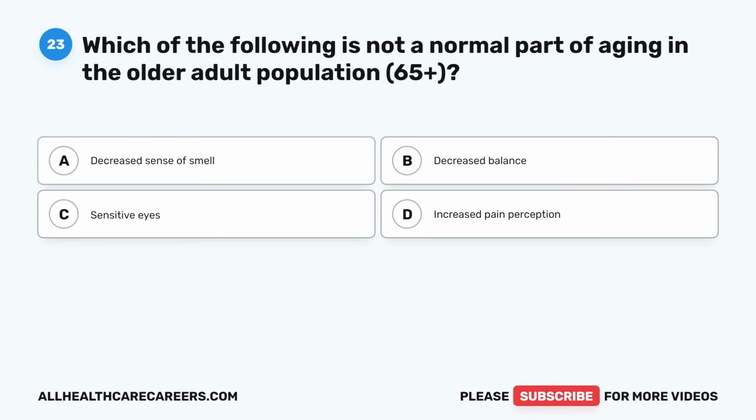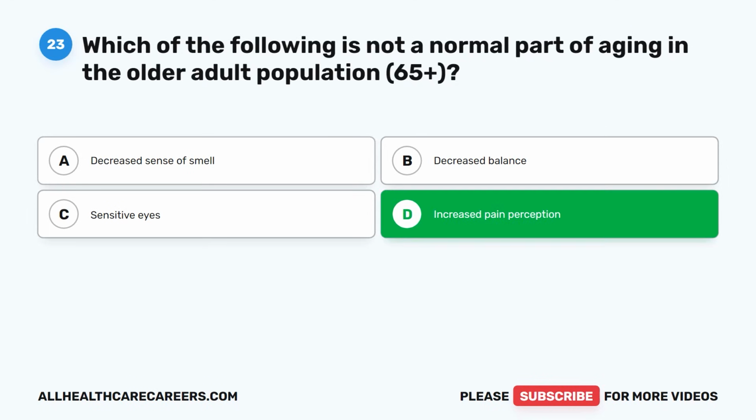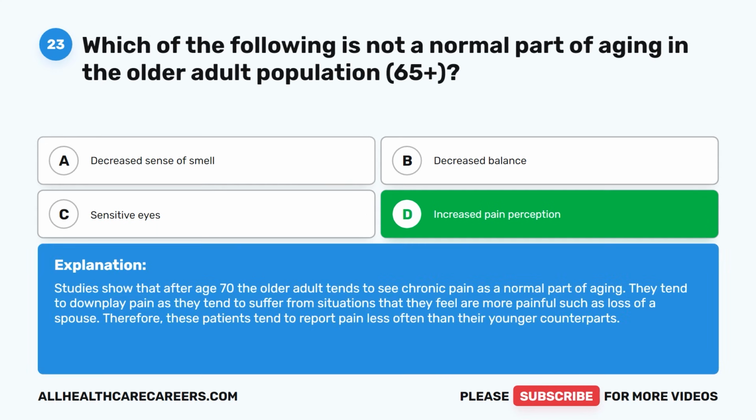Question 23. Which of the following is not a normal part of aging in the older adult population, 65 plus? A. Decreased sense of smell. B. Decreased balance. C. Sensitive eyes. D. Increased pain perception. The correct answer is D. Increased pain perception. Studies show that after age 70, the older adult tends to see chronic pain as a normal part of aging. They tend to downplay pain as they tend to suffer from situations that they feel are more painful, such as loss of a spouse. Therefore, these patients tend to report pain less often than their younger counterparts.